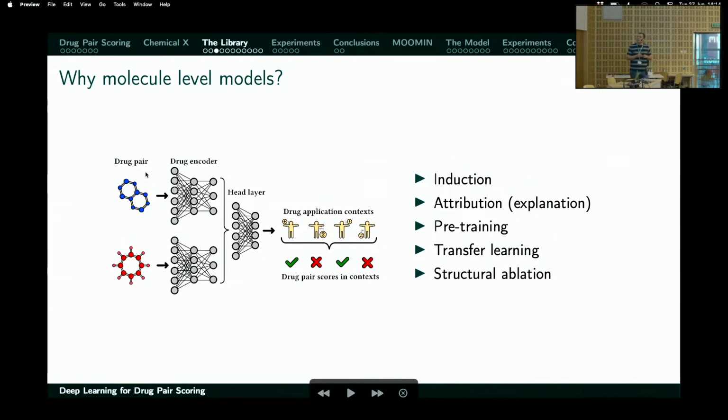Transfer learning is quite easy if you think about it, because if you have, for example, a drug encoder and a head layer trained for the cancer cell line example, where you have these binary vectors that describe the presence of a set of mutations, it's very easy to transfer that. And finally, you can have these kinds of structural ablations where you can ask what happens if I remove this part of the molecule, how that changes the outcome. Cool.